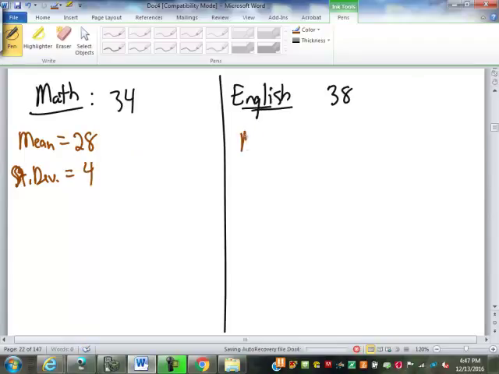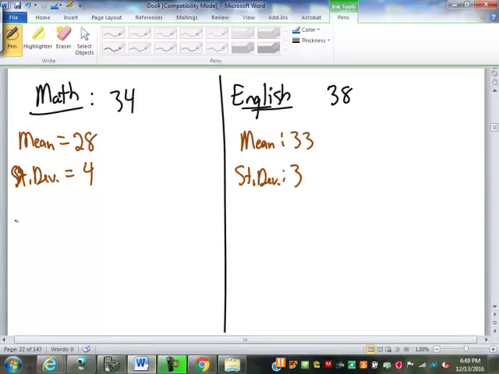The mean in English is 33. The standard deviation of 3. Calculate the Z-score for the math and for the English for me quick.